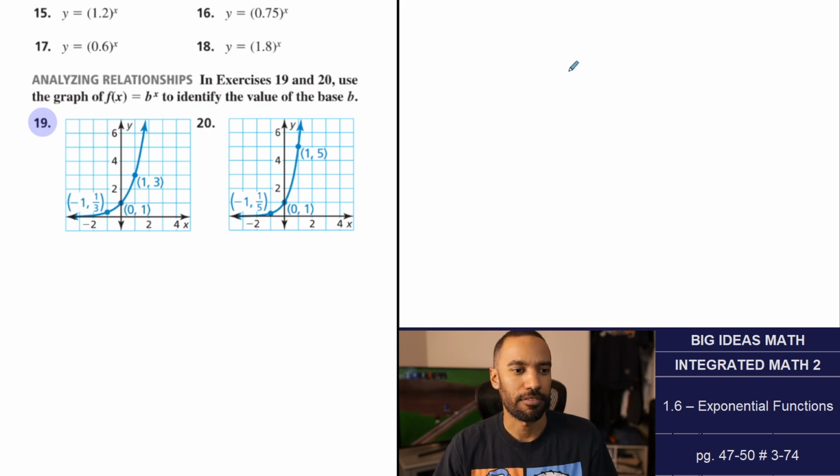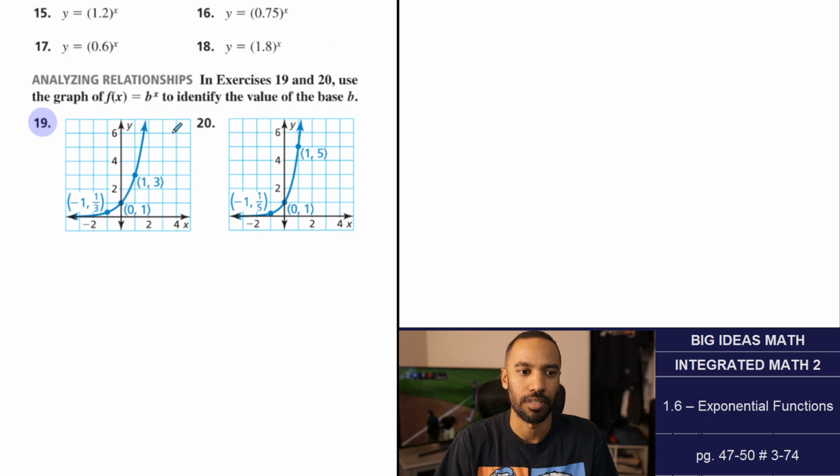We are going to use the graph of f of x equals b to the x to identify the base value, the value of the base b. And I'll tell you straight up, the concept here is, because there are different ways to do this, but the concept is, as we start from 1 here, we go to 3 as x increases by 1. It means you're multiplying by 3. The b value is 3 on number 19. That's all I'm going to provide for you on that.